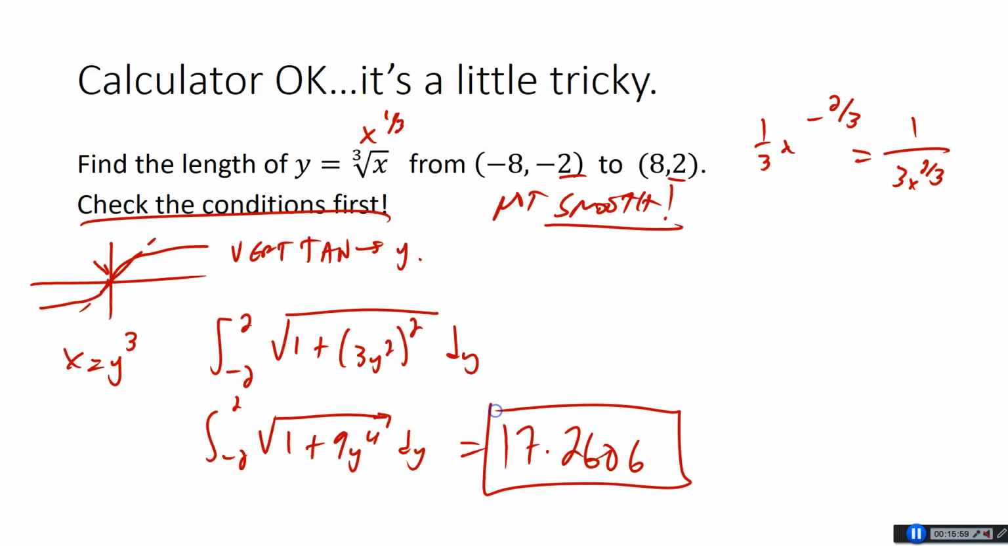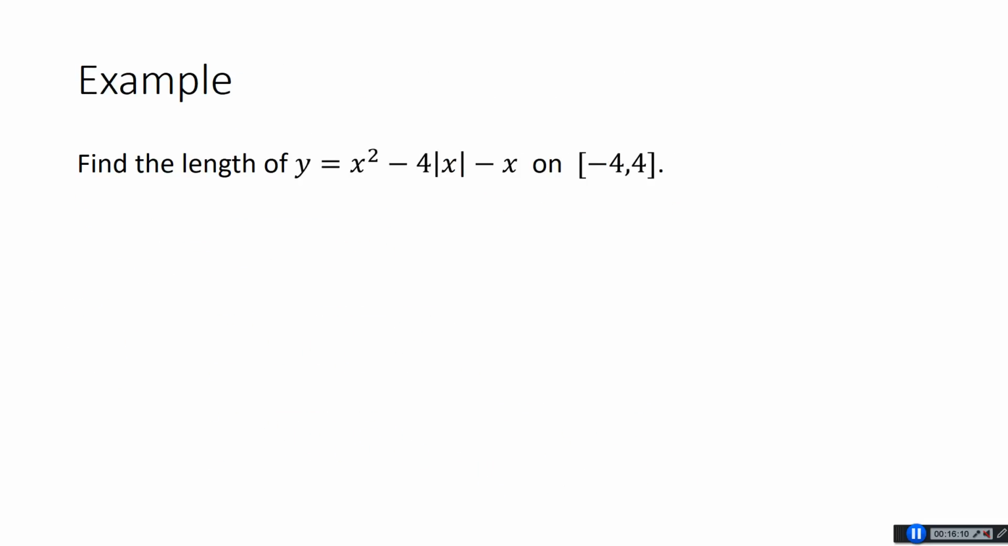There we go. Okay. So as you can see, not too bad. A lot of this is just plugging things into a calculator. Let's check out another one that's kind of interesting. So find the length of y equals x squared minus 4 absolute x. Ooh, that absolute. I know that scares people.